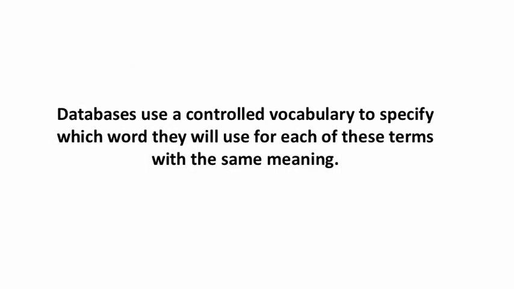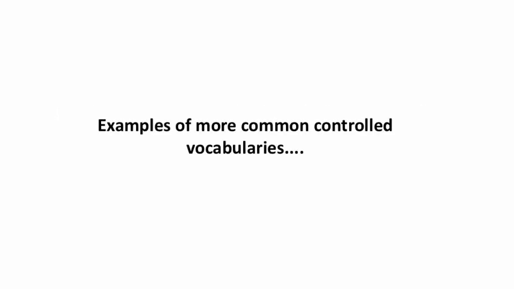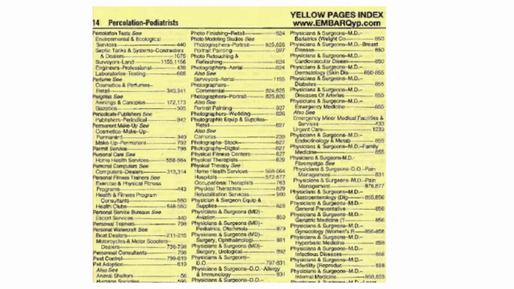Databases use controlled vocabularies to choose one term and decide that they will use only that term when sorting items by subject. You are probably already familiar with some controlled vocabularies. If you have ever looked at a phone book, you would notice that they refer you to their standardized term. For example, if you were to look up doctor, you would be referred to physician. And if you were to look up cafe, you would be directed to restaurants.